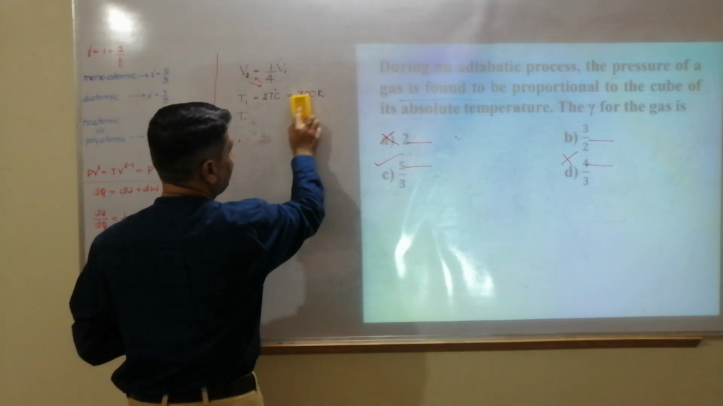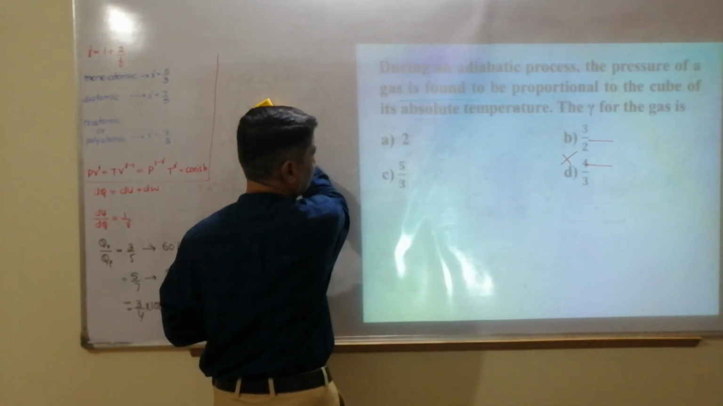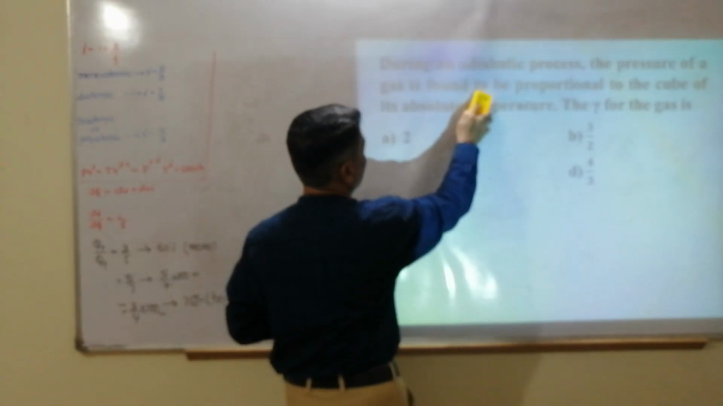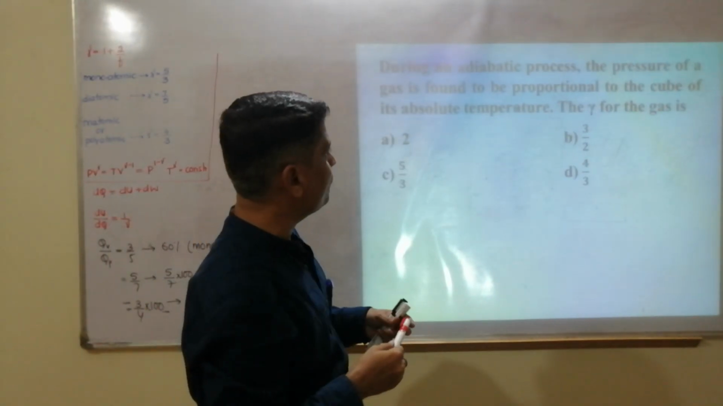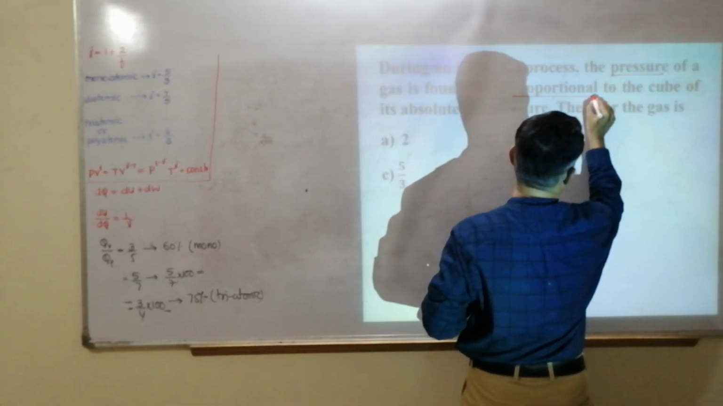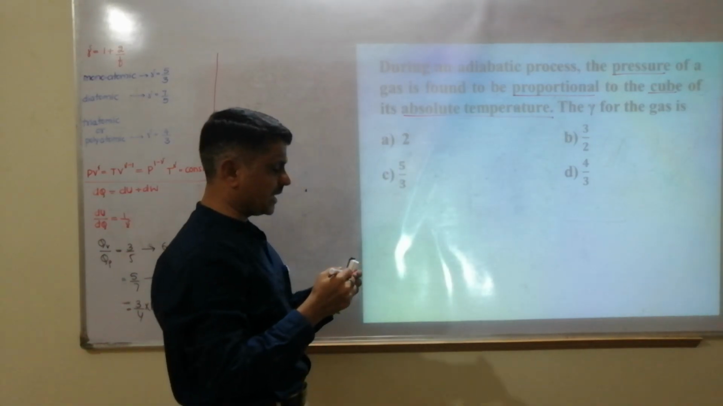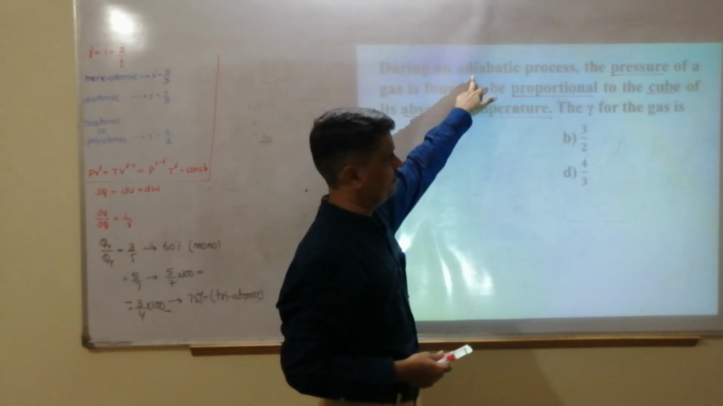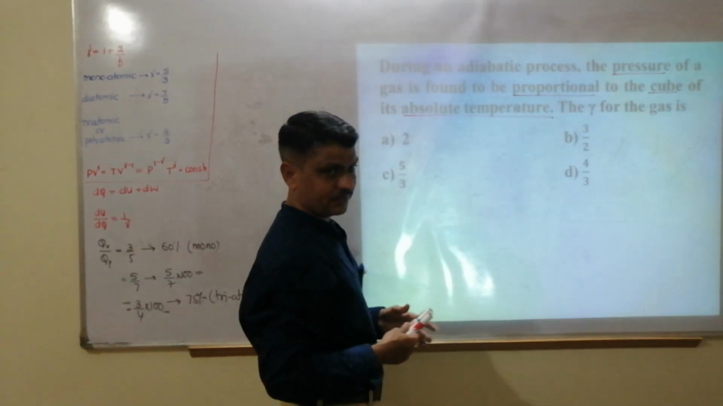During an adiabatic process, once again it is an adiabatic process, the pressure of a gas is found to be proportional to the cube of absolute temperature. Okay, once again, pressure proportional to the cube of absolute temperature. Then gamma is the question. See, first of all, it is adiabatic. Process is adiabatic. Relation between pressure and temperature.